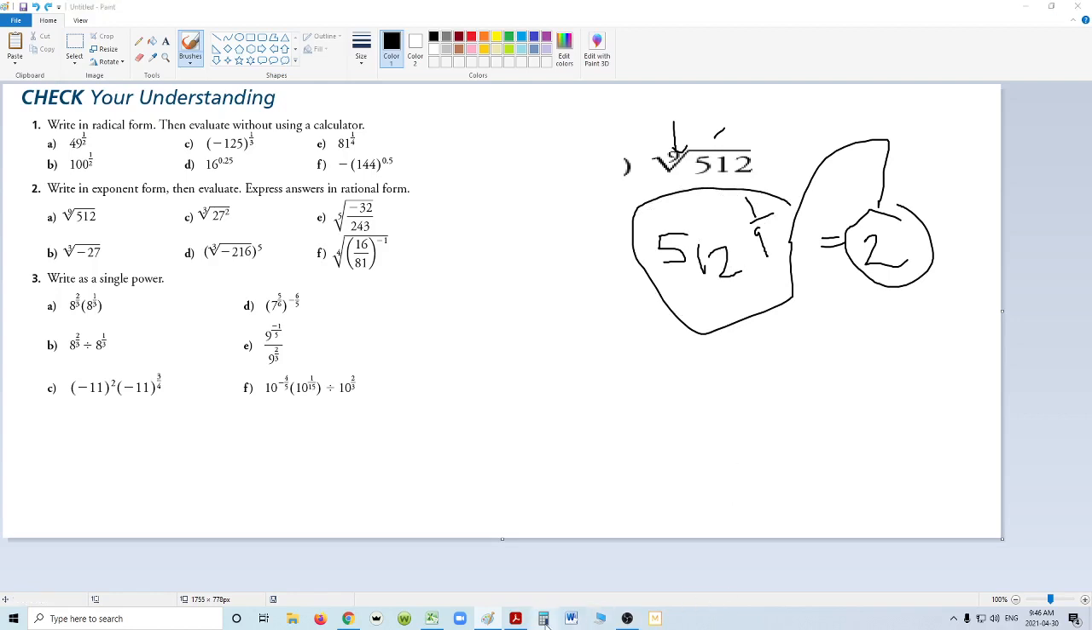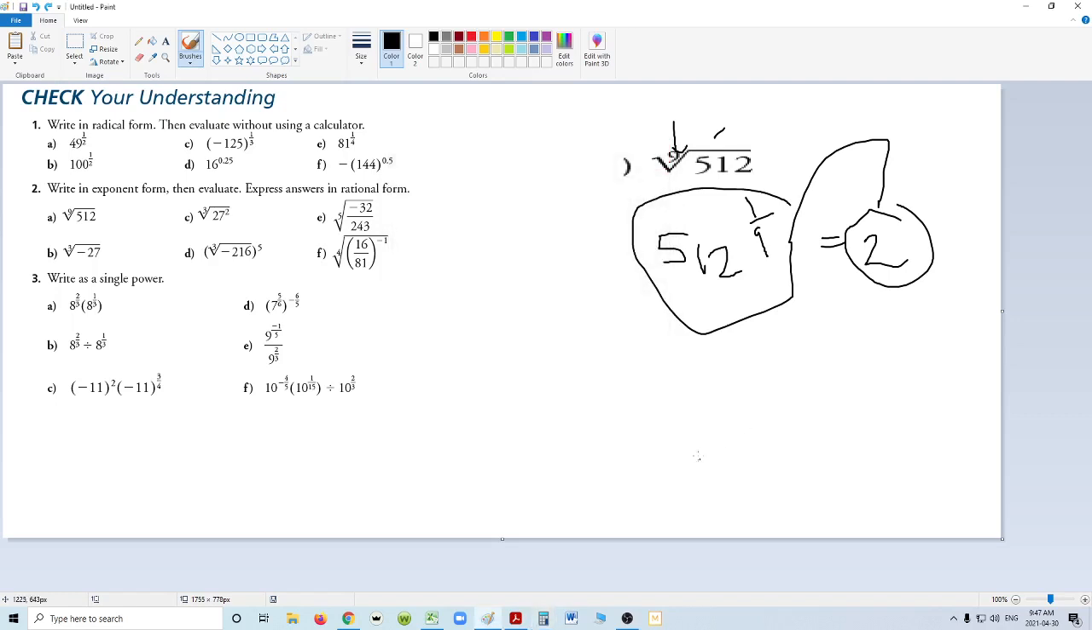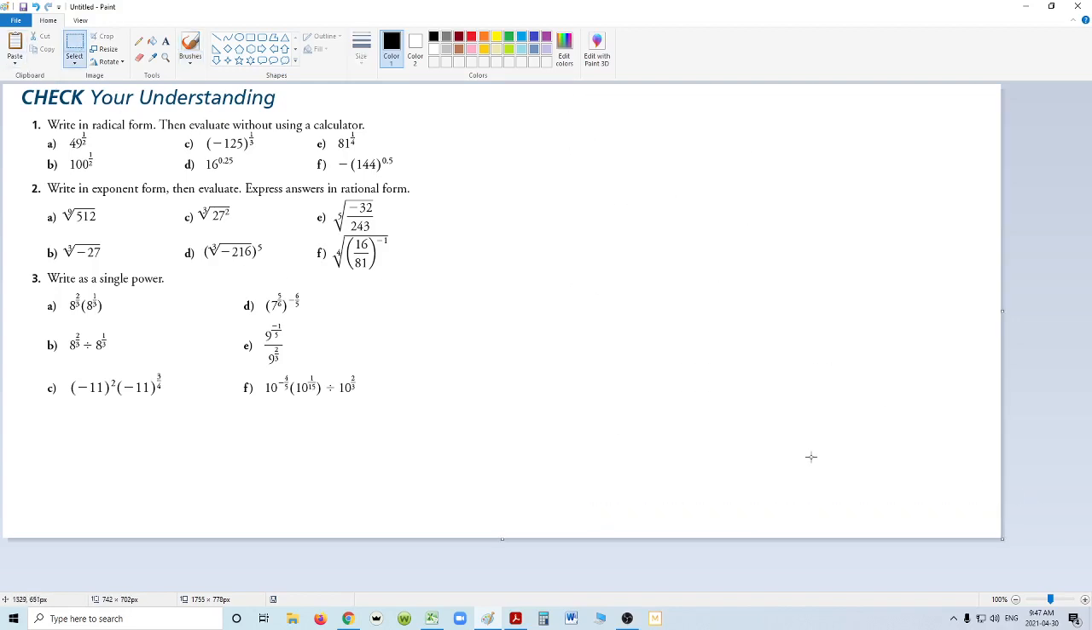If I take 512 and then hit the X to the Y button, which means I'm going to put whatever my number is to a certain exponent, and I'm going to choose the exponent, and I click that, and then I open brackets, and I take 1 divided by 9, close brackets, and hit equals, I also get 2. So your calculator, you can indeed put fractional exponents on your numbers. So I shouldn't have said that, and that's how I'll do it from now on.